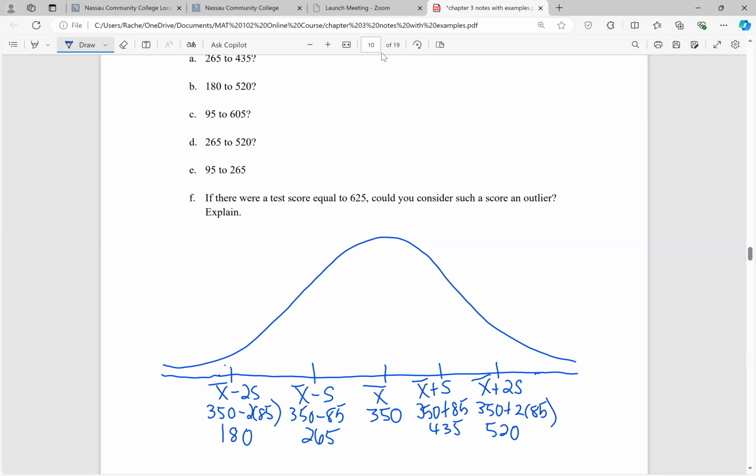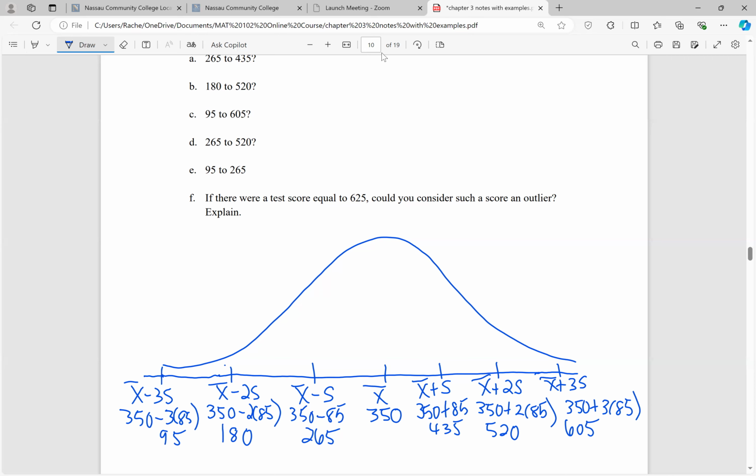And now let's go 3 standard deviations above and below the mean. So what if I take the mean and I add 3 standard deviations? That's going to be 350 plus 3 sets of 85, which is going to be 605. And now let's subtract 3 standard deviations from the mean. So that's going to be 350 minus 3 sets of 85. And that's going to be 95. So these are how my scores are distributed in this distribution.